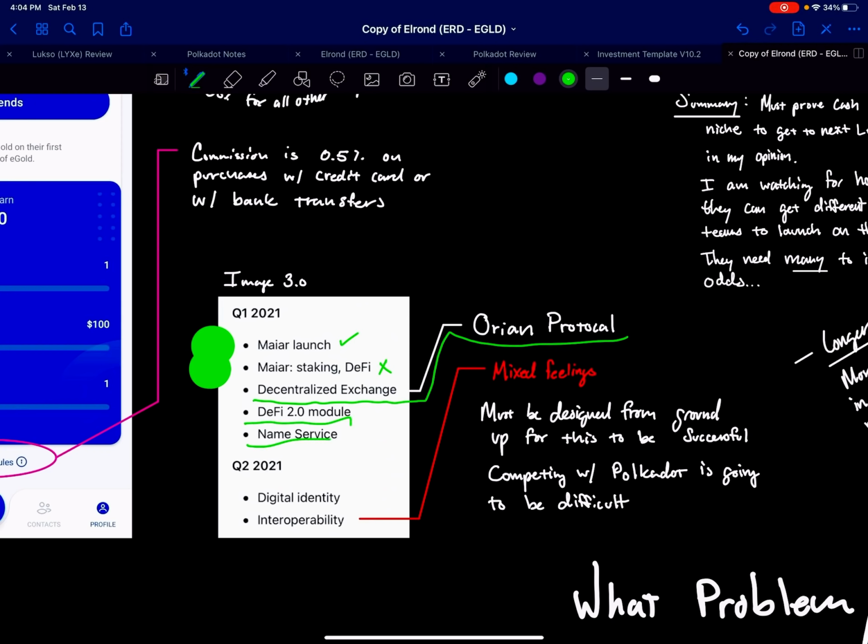DeFi 2 module and a name service, so you could run web services on top of their platform. That's all dandy. And then by halfway through the year, digital identity, interoperability. Now, I do have mixed feelings about interoperability because I think Polkadot is specialized for that. I think it's going to be very hard to compete with Polkadot. But the more room, the merrier.